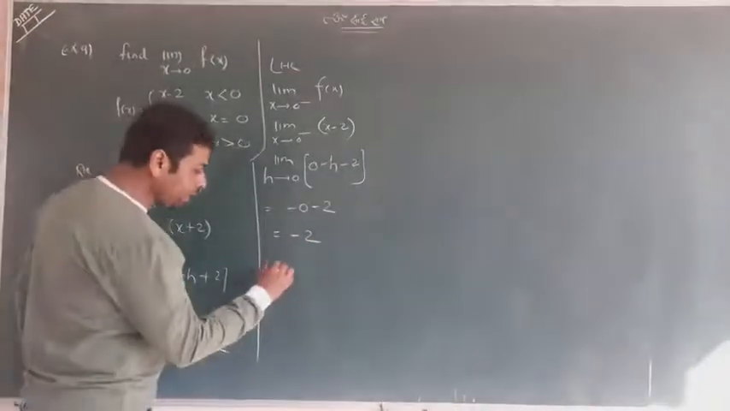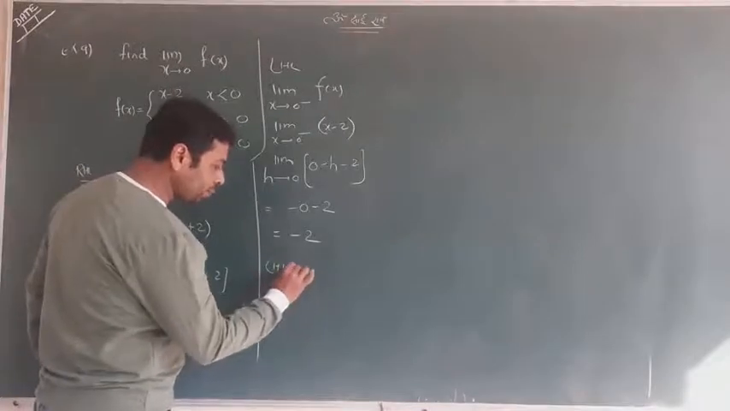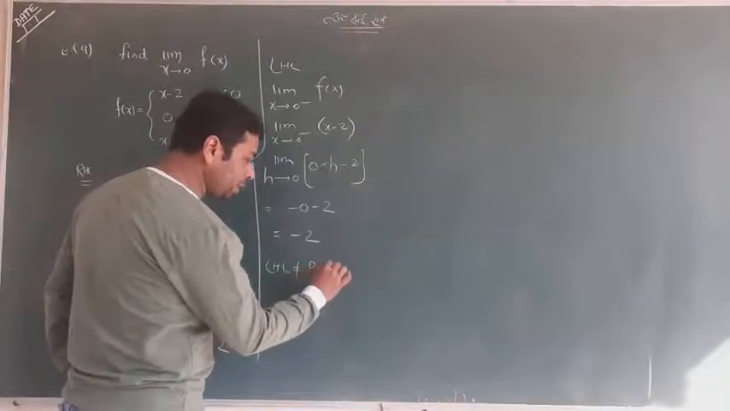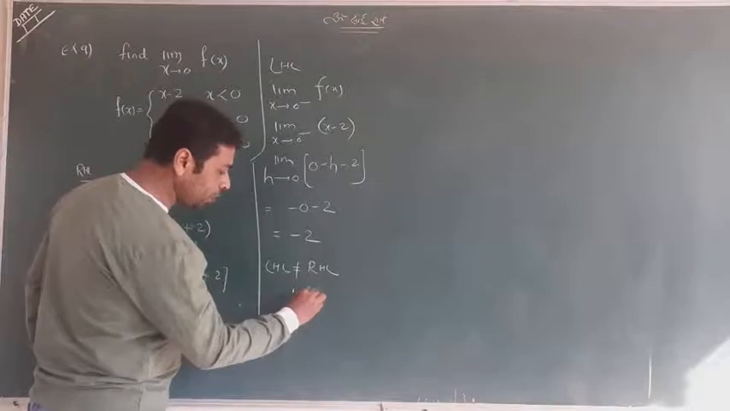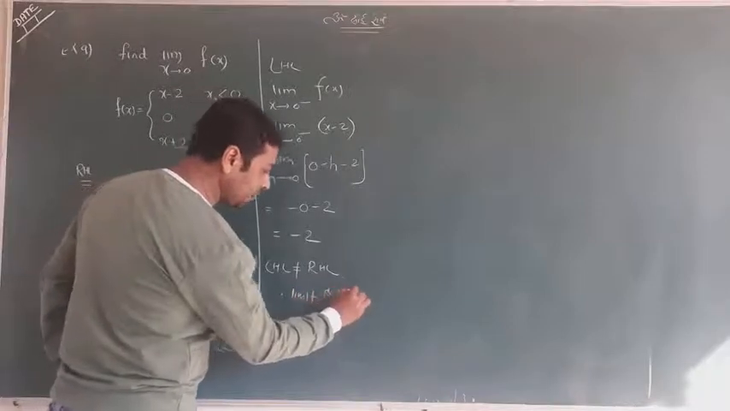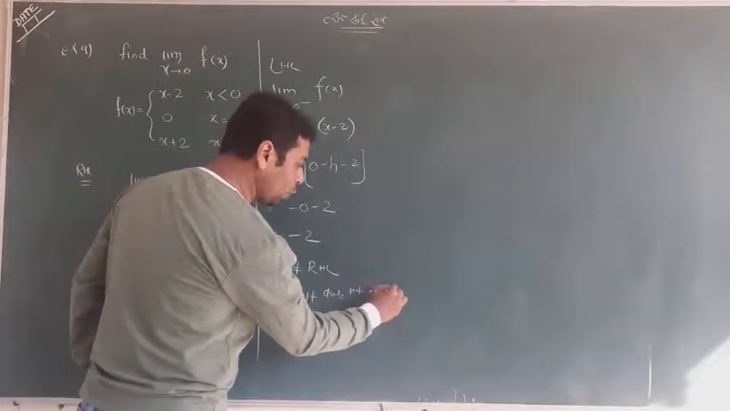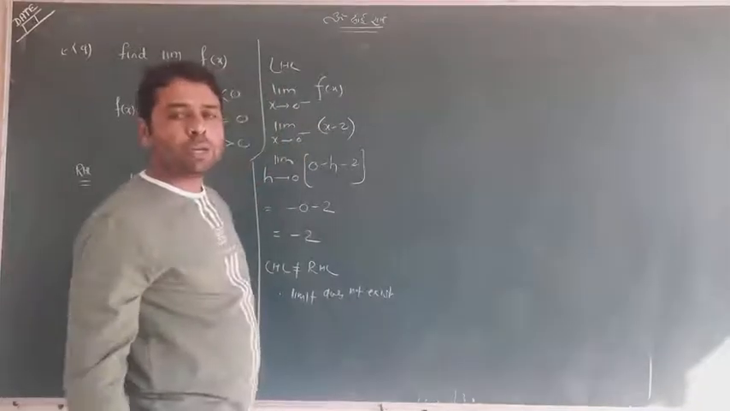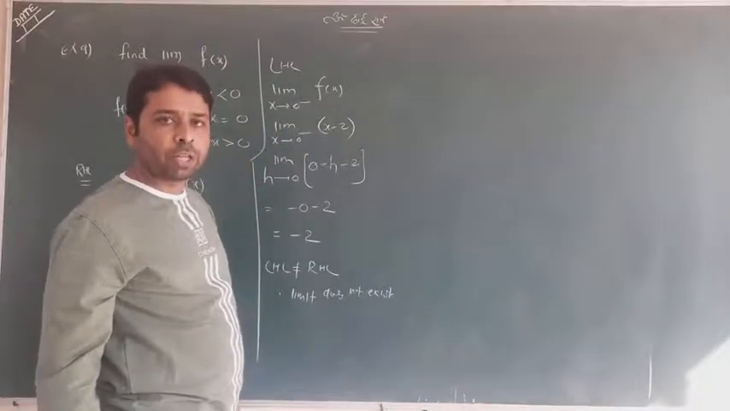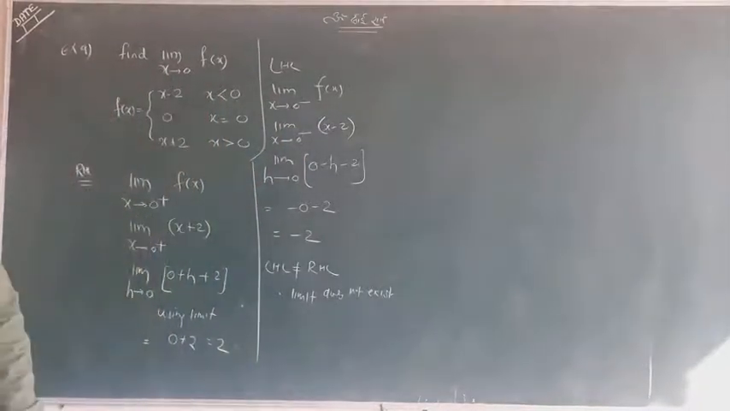So I would write here, since the left hand limit is not equal to the right hand limit, the limit does not exist, meaning we cannot find the value of the limit. So this is the end of the question.